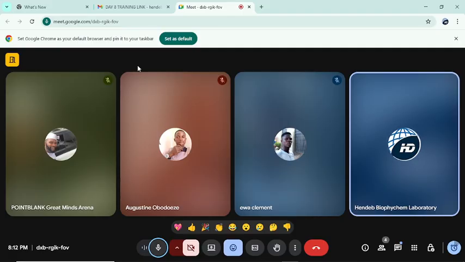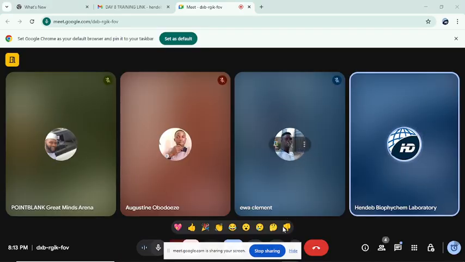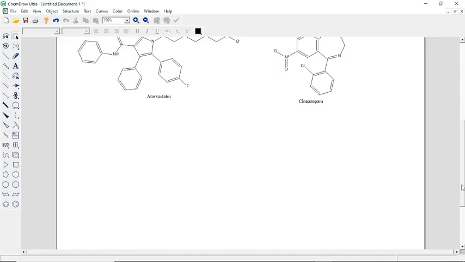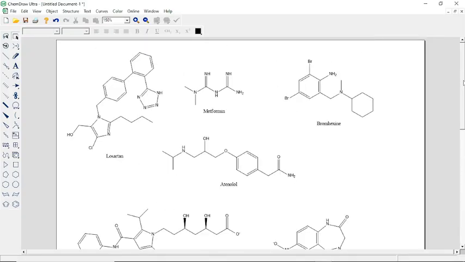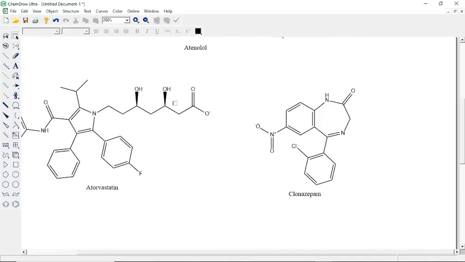Today we shall quickly look at more on identifying the dentate nature of a ligand. Let me share my screen so that we will do some exercise right now to see our understanding of last week's class. So here I have some drawings with me.